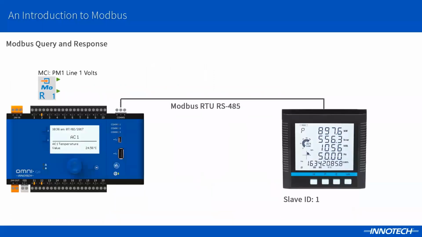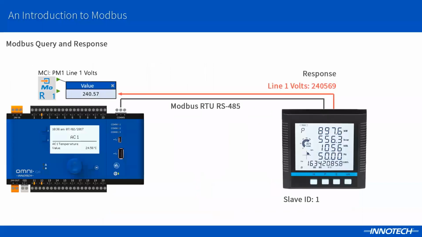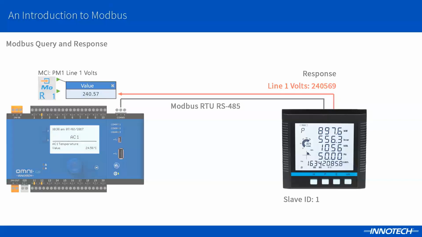In this example, Omni has been configured with the Modbus protocol using RTU and is asking the power meter for the voltage for line 1. The slave responds back with the value as shown. The Modbus comms input used in the Omni configuration just needs to be configured with the correct parameters to successfully ask for the device's register value.